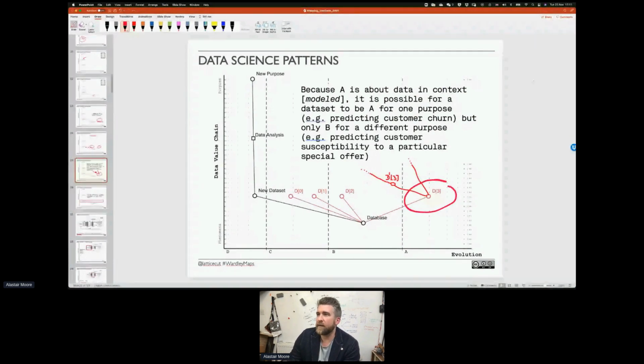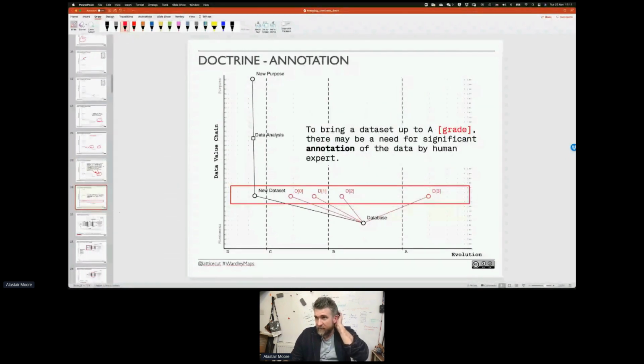So, you might have a data set that might be good for one particular task, grade A, but insufficient for a different task. And so part of the job of this sort of data science team that you're thinking of building is to be able to take data sets from the earliest, most naive, underdeveloped stages of readiness all the way through to ones that are doing useful work in the company.